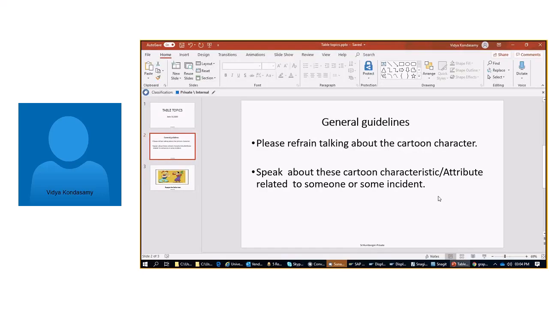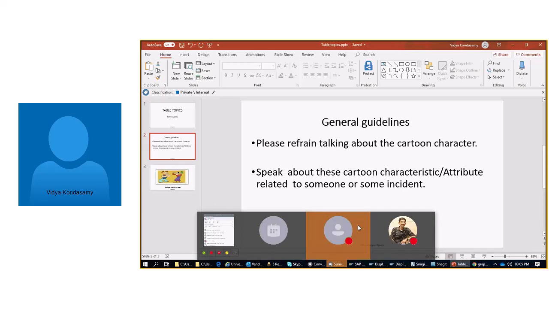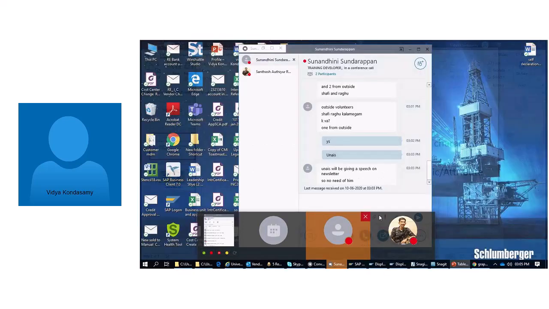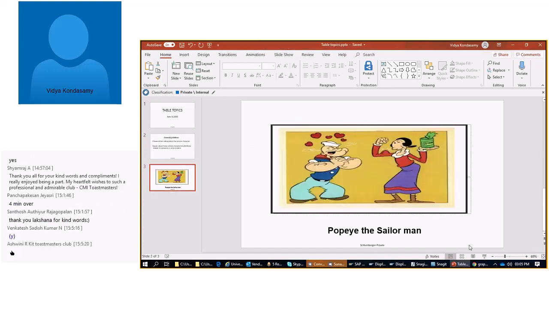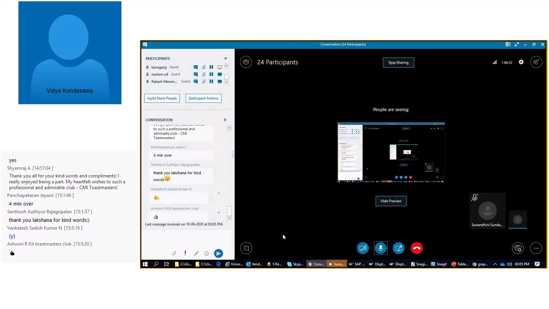The general guideline for today's table topic is that I will be showing you a cartoon character. You need to refrain from talking about the cartoon character, but you can speak about the character's characteristics or attributes, related to someone or some incident. Any volunteers? Else I can pick anyone. Stage is yours, team. This is the first topic, Popeye the Sailor Man. Venkatesh, over to you.